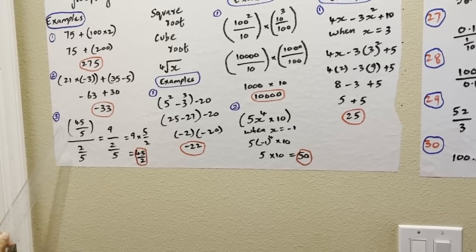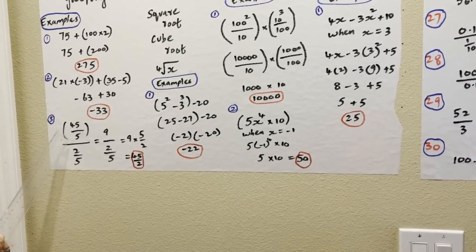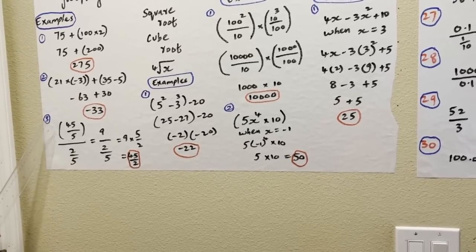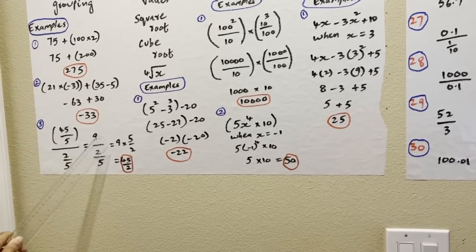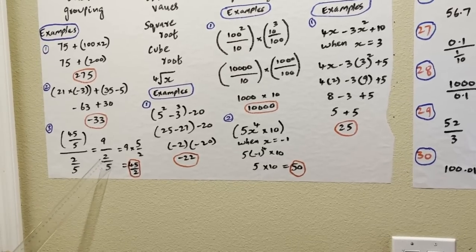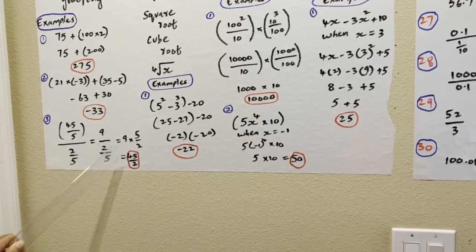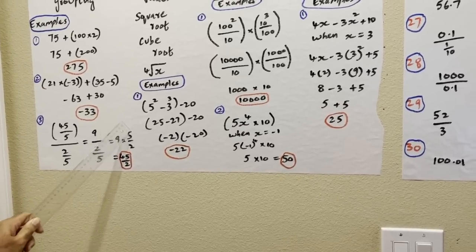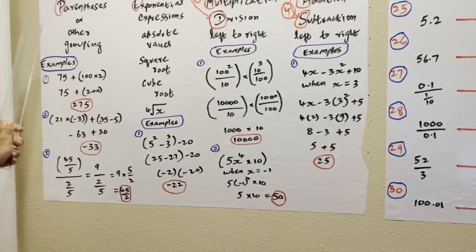Third example, this involves division: 45 divided by 5 in parentheses, then division 2 by 5. So this needs to be done first. So 9, then 2 by 5. When you multiply, the numerator and denominator, anything below goes in reverse. So 5 by 2, 9 into 5 by 2, 45 by 2. So that covers the parentheses.